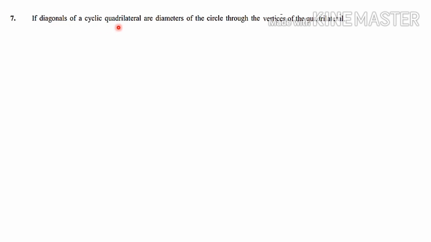Next we shall discuss question number 7. If diagonals of a cyclic quadrilateral are diameters of the circle through the vertices of the quadrilateral, prove that it is a rectangle. You have to go through the question and visualize it. The four vertices of the cyclic quadrilateral are on the circumference of the circle, and the diagonals of the quadrilateral are the diameters of the circle. This is the given condition. You have to prove that it is a rectangle.